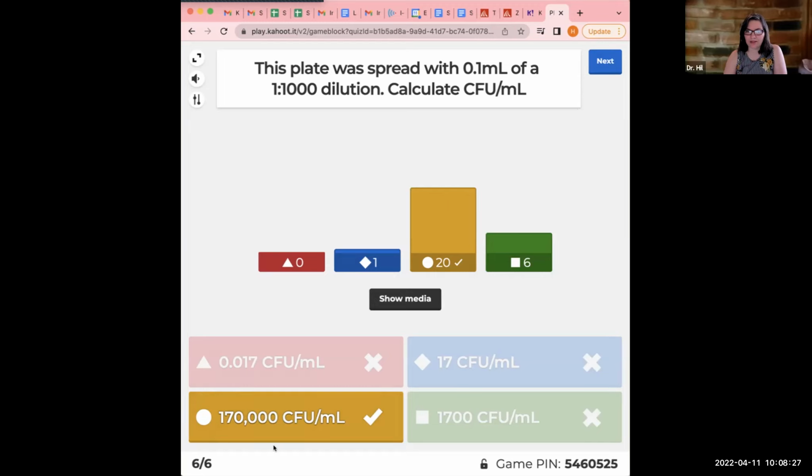All right. Good job, everyone. So you took your 17. You knew that we only sampled 0.1 mils, so we have to multiply by 10. And we diluted 1,000-fold, so we have to multiply by 1,000. The other way you could have done this is take 17 divided by the product of the volume times the dilution. So the volume is 0.1 mils and the dilution is 0.001. I had to do that in my head. And that's the same thing as multiplying basically by 10,000.